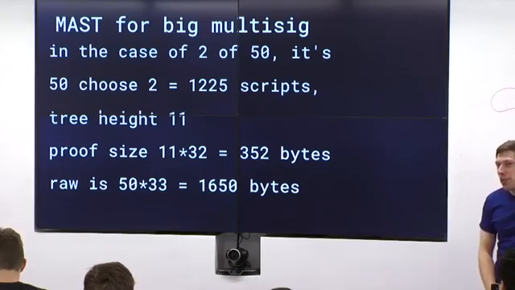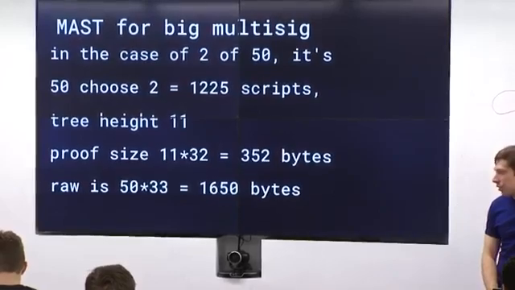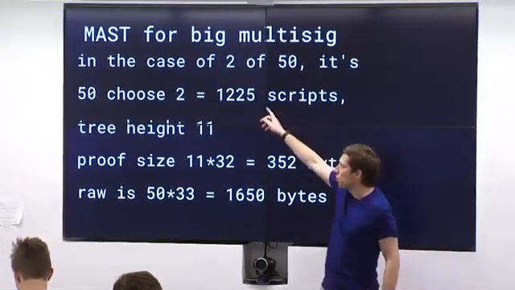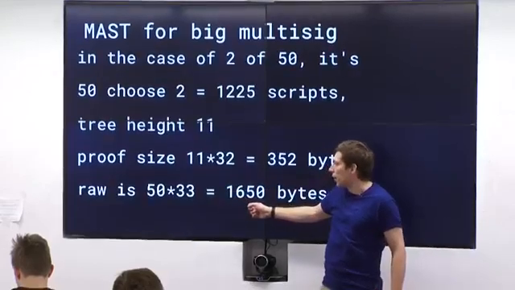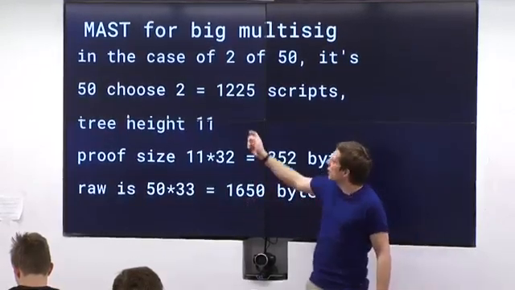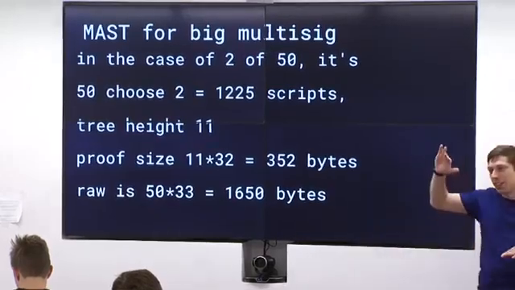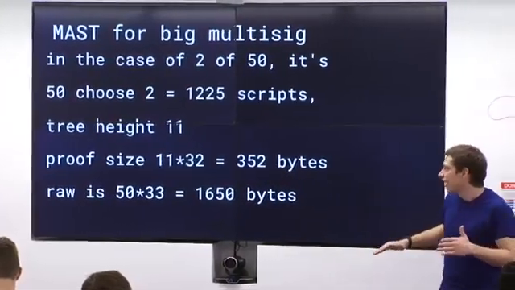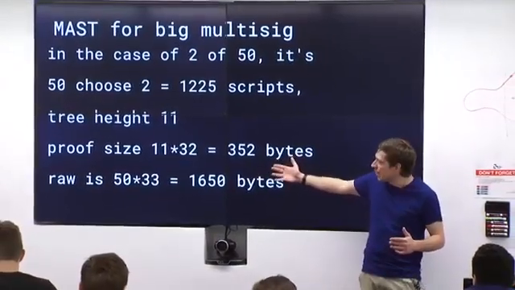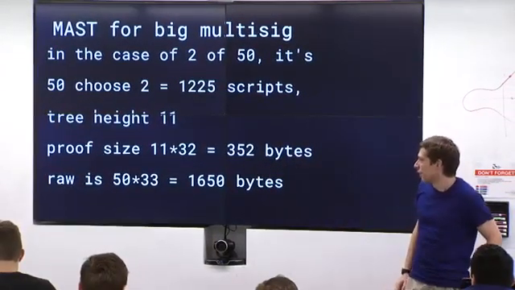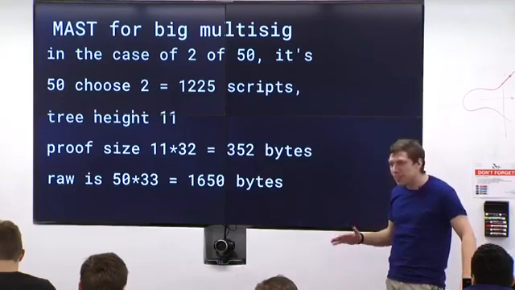And it's sort of like, hey, I'm doing log n, right? For all the different scripts, I have log n. If I actually committed to all the 1,225 scripts with each of the 2 keys, it'd be much bigger. But I don't actually have to, because I've got this whole 50 choose 2 in here. So I've got 2 things, right? I've got this combinatorial thing and then this log thing. And in balance, it's like, okay, better, but not actually that awesome, right? You're going from 1.6K to 350 bytes.